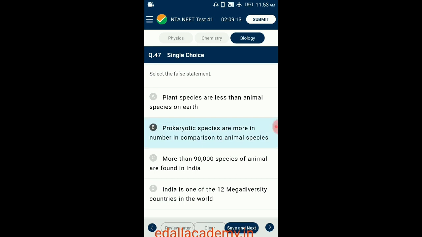Prokaryotic species are more in number in comparison to animal species. So this statement is given wrongly. Actually, the number of prokaryotic species is nearly 8%. So when you compare with animal species, it is very less, and the number of animal species is nearly 70%. So the false statement is option B.